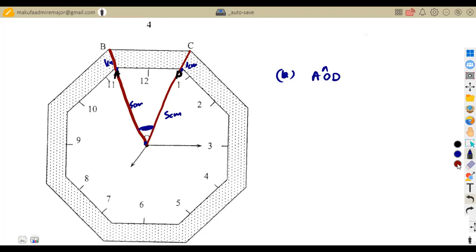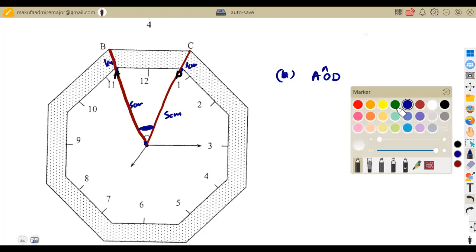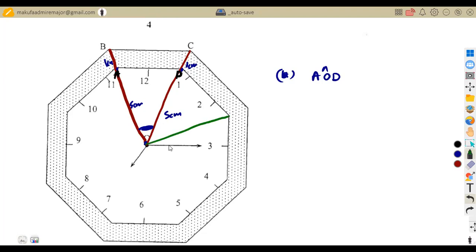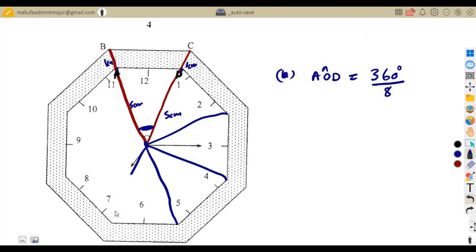Since we are talking about a regular octagon, the angle at AOD is the same as the angle we're going to take from this point. These angles will be the same throughout, and there will be eight of them equal. Knowing that a complete revolution is 360 degrees, we are simply going to divide by eight, because we've got eight equal angles taken from the center to these points.